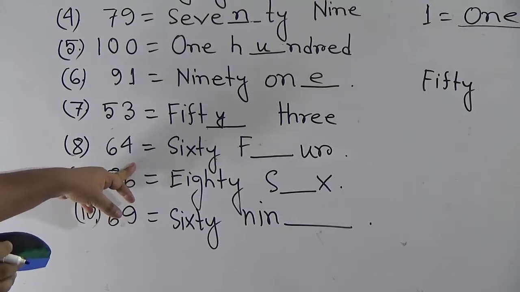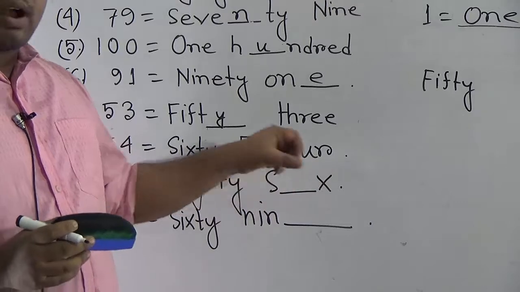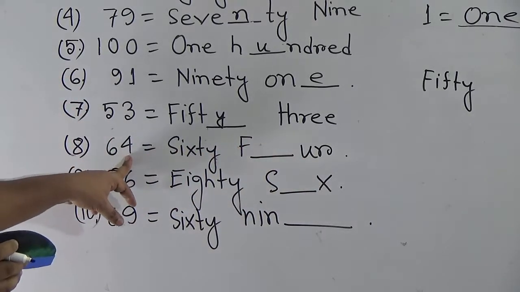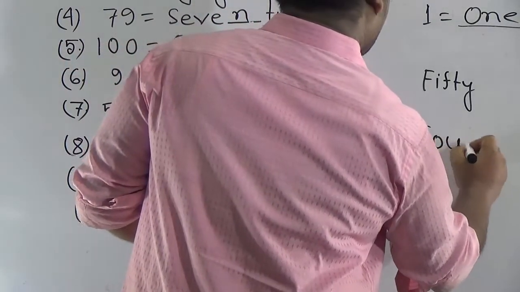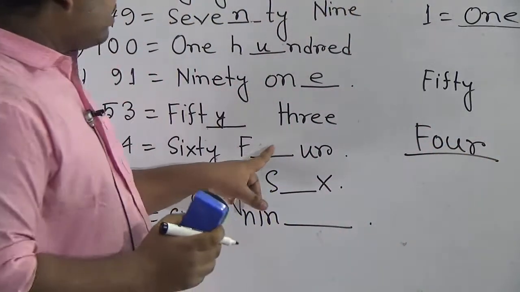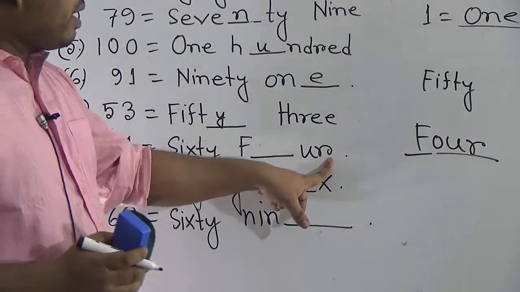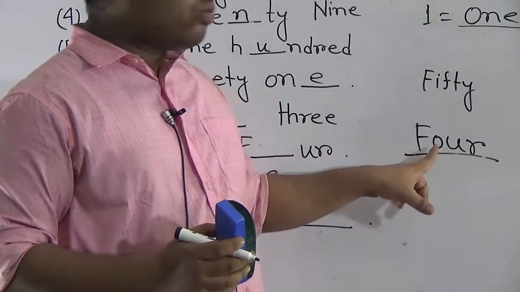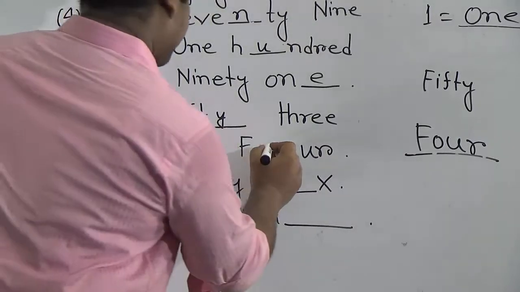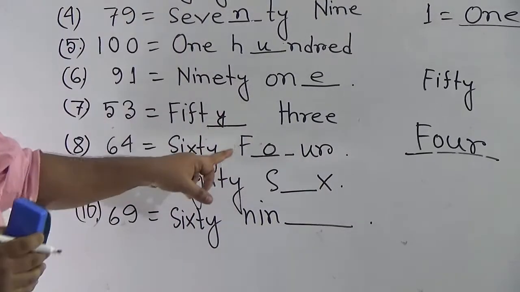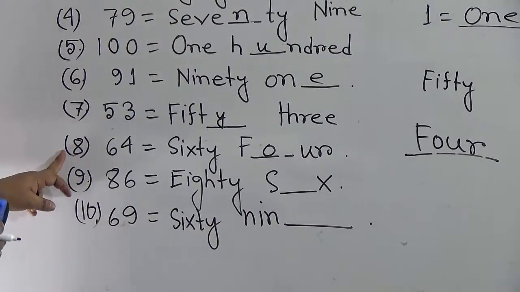64. Here 64, SIXTY, 60, F-UR. So we need to know the spelling of 4. What is the spelling of 4? FOUR. Now we compare these 4 and these 4. Here notice F-UR, but FOUR. So O is absent. So here in the gap we write O. So the spelling of 4 is FOUR and our 8 number question is done.